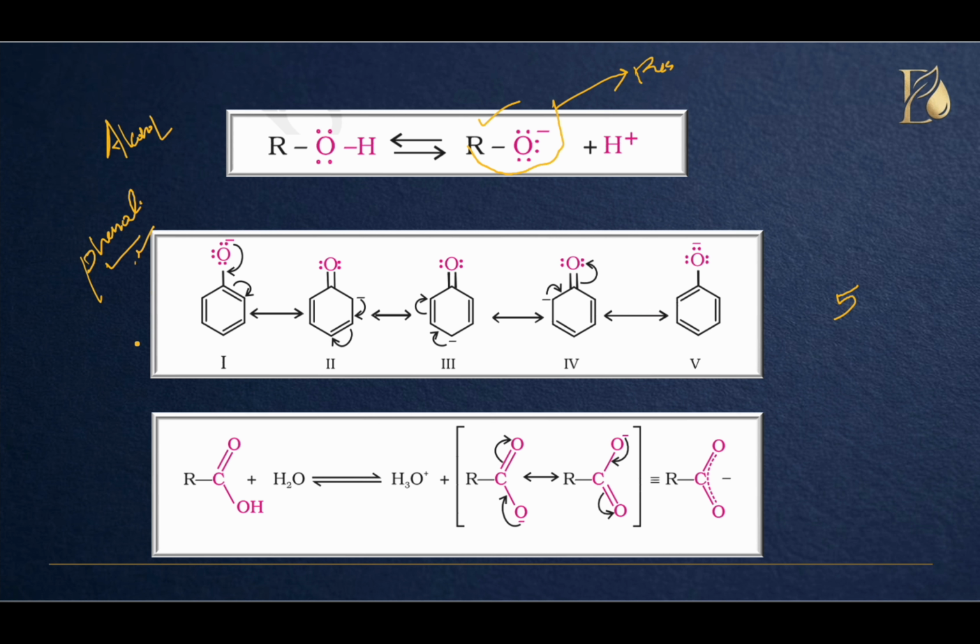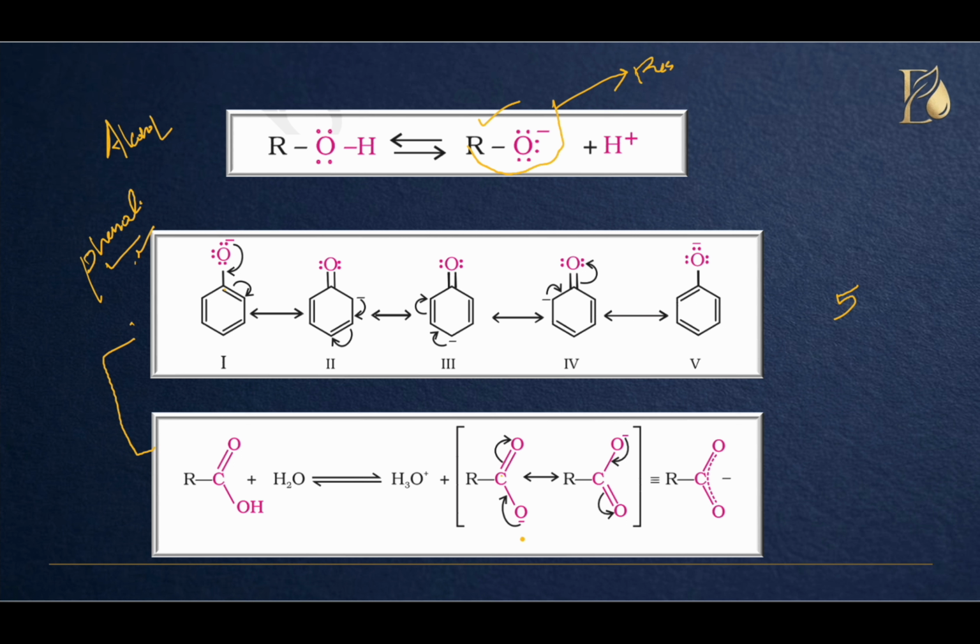Now we have to compare phenols and carboxylic acids. So this is the phenoxide ion, and this is the carboxylate ion. For the carboxylate ion, there is also a possibility of the conjugate base undergoing resonance stabilization. Look at the structures. In carboxylic acids, on formation of this conjugate base, there are 2 oxygen atoms, so this negative charge can delocalize.